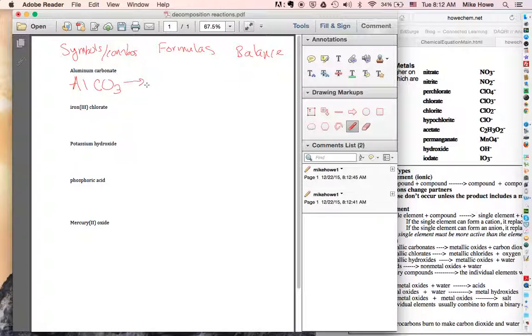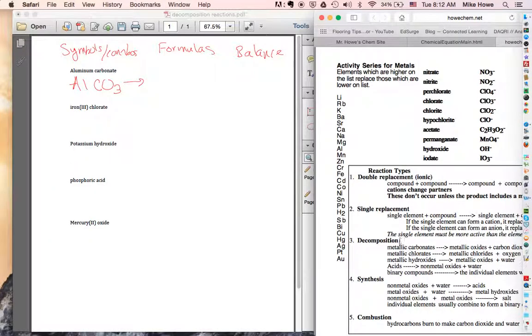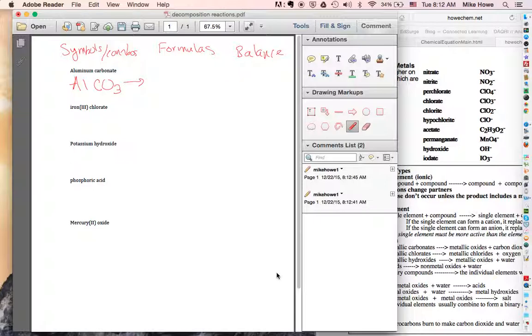Now, if you look over at the right side of the screen, I tried to get it so it could show up and I wouldn't have to flip back and forth. So there's a little thing right here that says metallic carbonates. See metallic carbonates? And they turn into metallic oxides and carbon dioxide. Since the metal here is aluminum, the metallic oxide is going to be aluminum with oxygen, and carbon dioxide is the other product. So now we've done symbols combos.